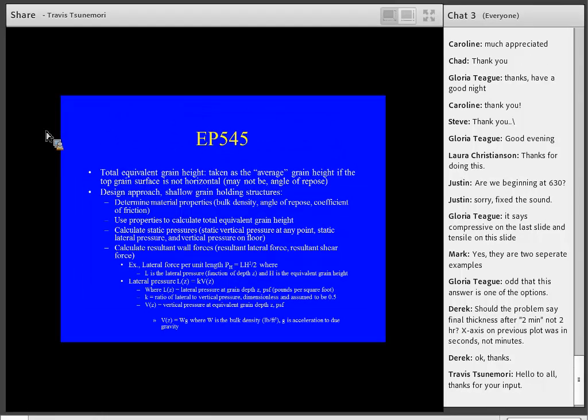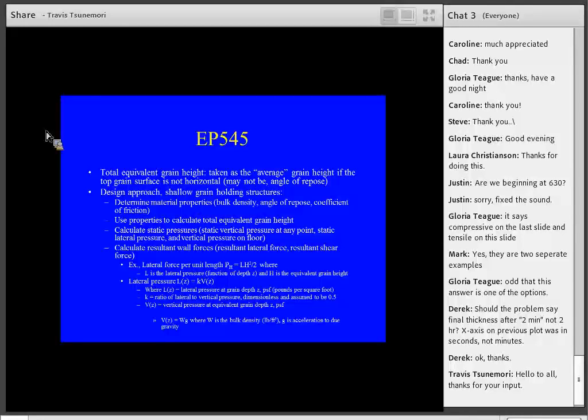Okay. We've got some definitions from EP 545. The total equivalent grain height: the average grain height if the top grain surface is not horizontal. Okay. And again, you've got some angle of repose, but this is the height. Okay. Design approach. This is for shallow grain holding structures.